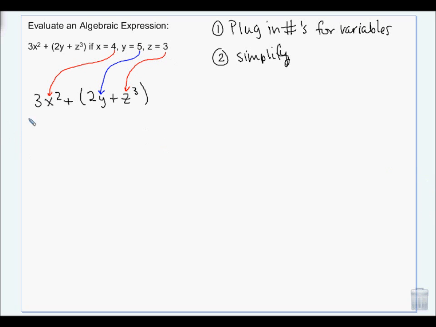And so I end up with 3 times 4 squared plus 2 times 5 plus, let me write that prettier, plus 3 to the third. Okay, so this was X, that was Y, that was Z. Now I'm going to use my order of operations to simplify. I need to go into the parentheses first.